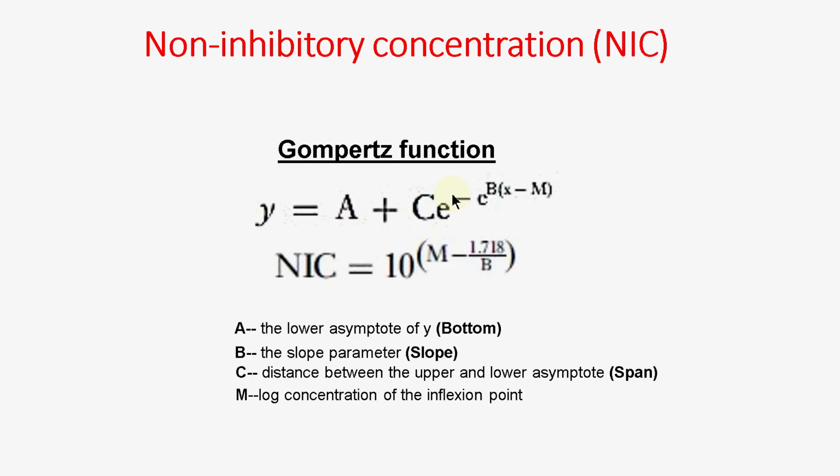Also, a set of Gompertz functions describes the relationship between the NIC and the Y value, which is the bacterial number, X value, which is the log concentration of the compound, as well as the bottom, slope, span, and the log concentration of the inflection point of the sigmoid curve. Let's go into GraphPad Prism and I'll show you how to estimate the NIC using the Gompertz function.